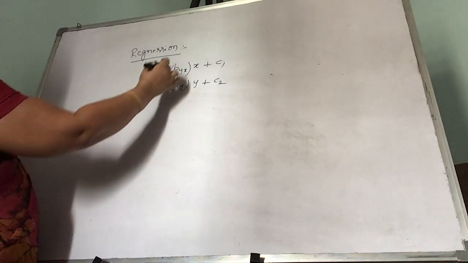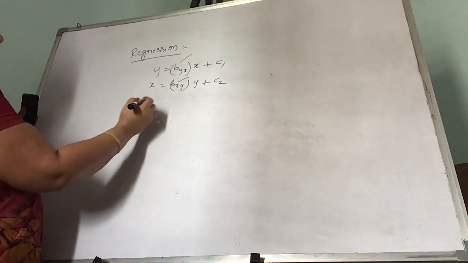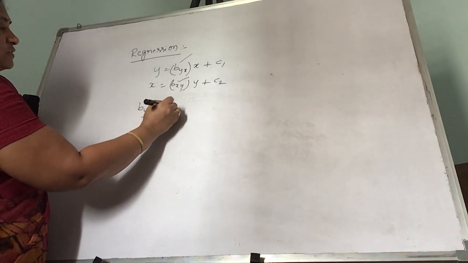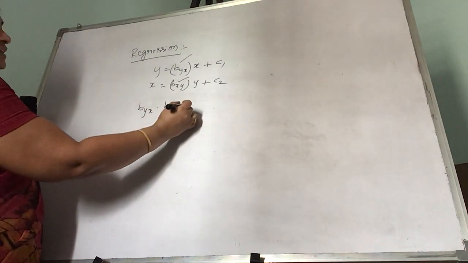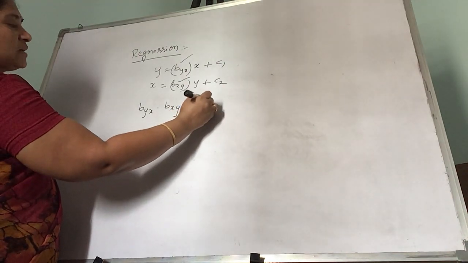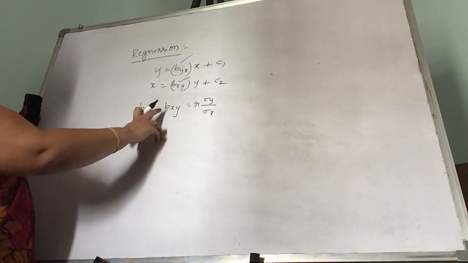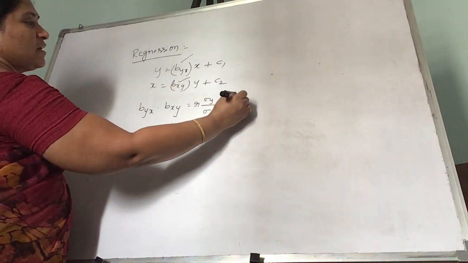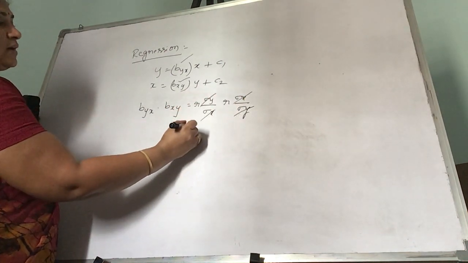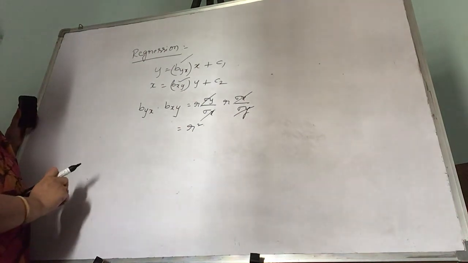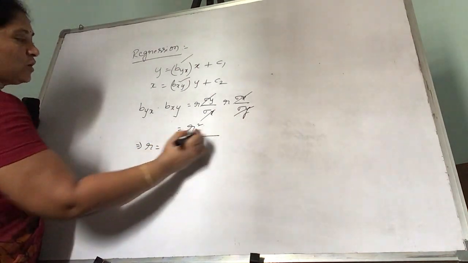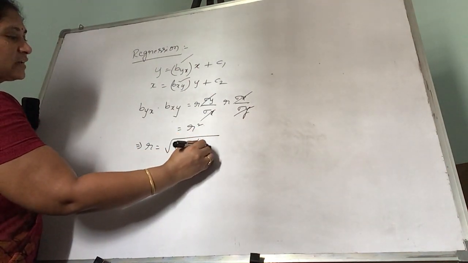From these two equations, we have to find the slopes, byx and bxy. First we have to find byx into bxy. What is the formula for byx? This is the slope of the regression line of y on x, that is r into sigma y by sigma x, into bxy, which is r into sigma x by sigma y. Here sigma x gets cancelled, sigma y gets cancelled. r into r, r square. Here r is the coefficient of correlation. r square is equal to byx into bxy. So r is equal to the square root of byx into bxy.